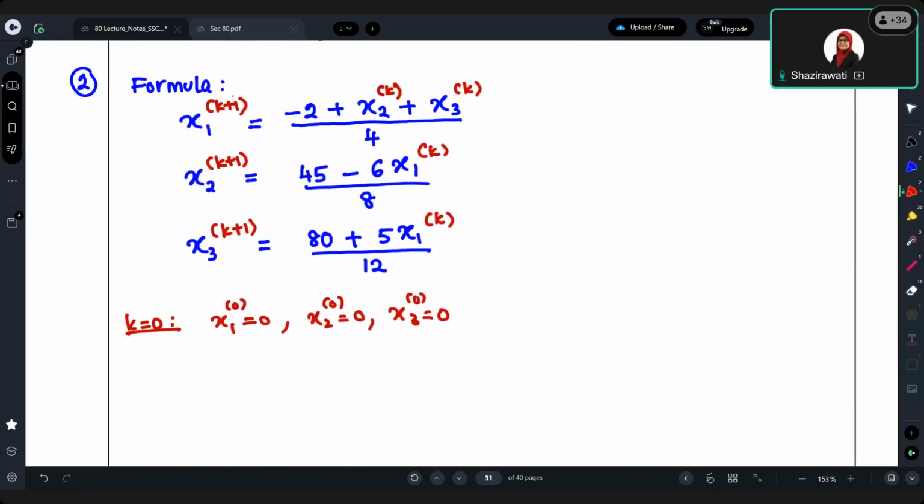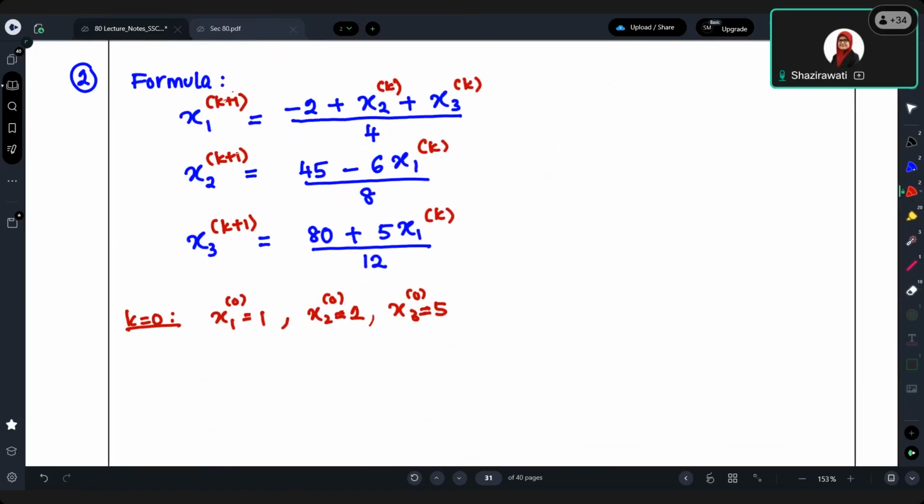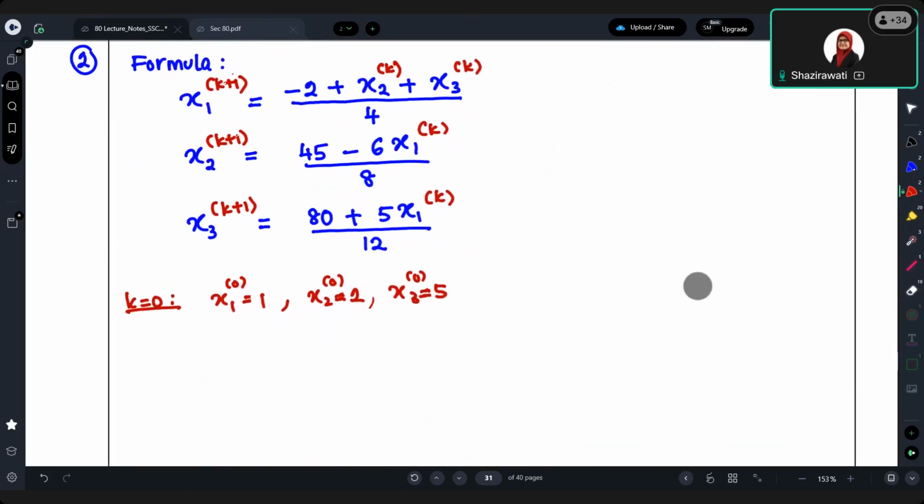The problem gives initial values 1, 2, 5. So this depends on the problem's initial values. For k equal to 0, you start your calculation with x1. So you can see x1, and now it becomes x1^(1), based on the formula for x1, where k is 0.